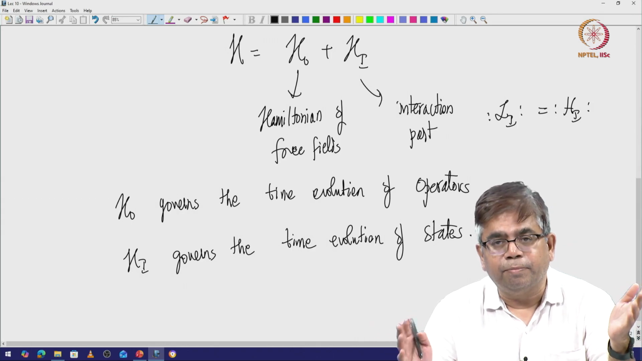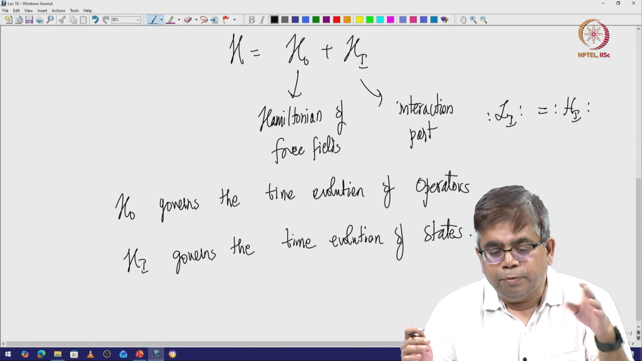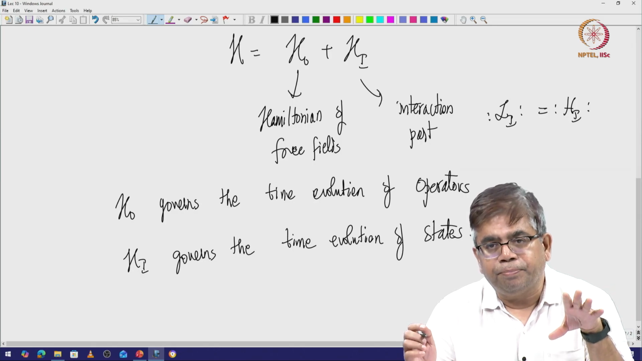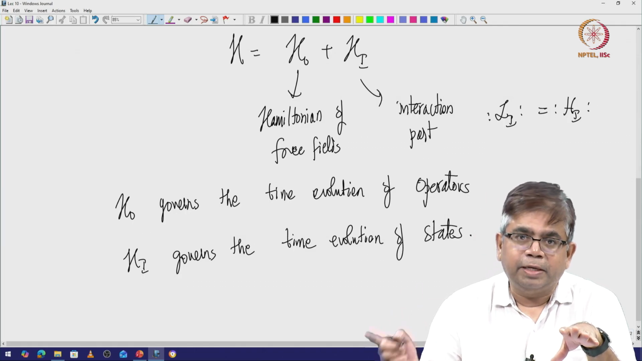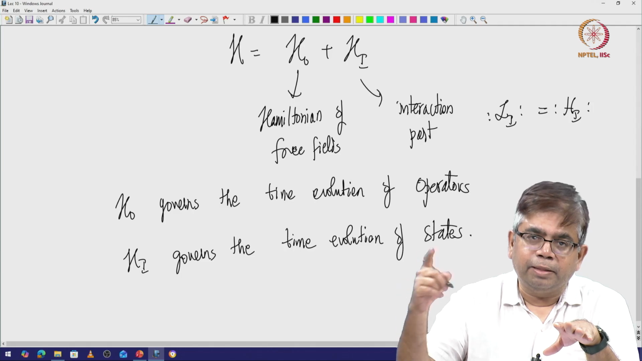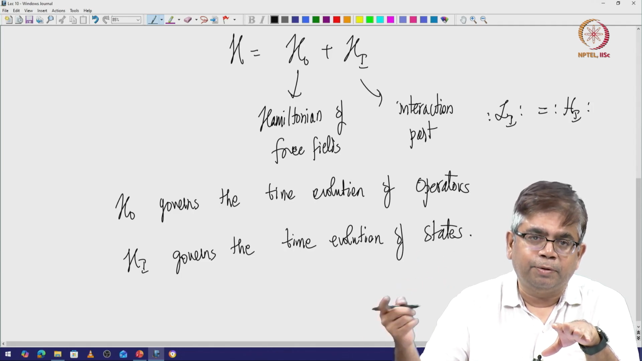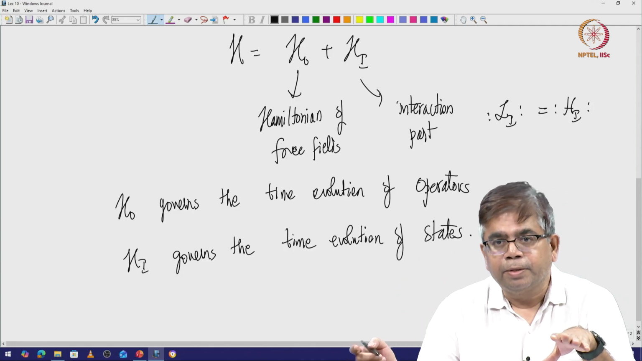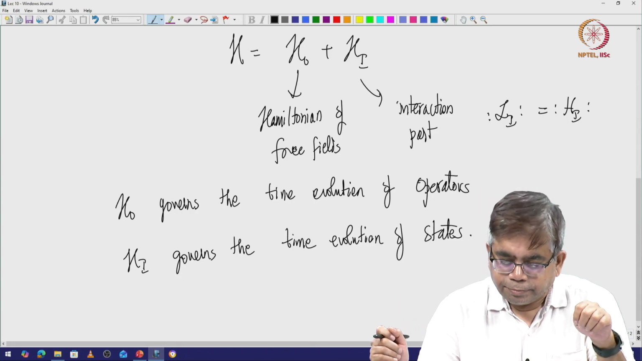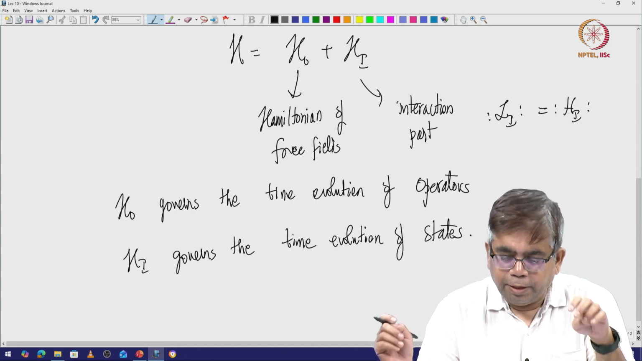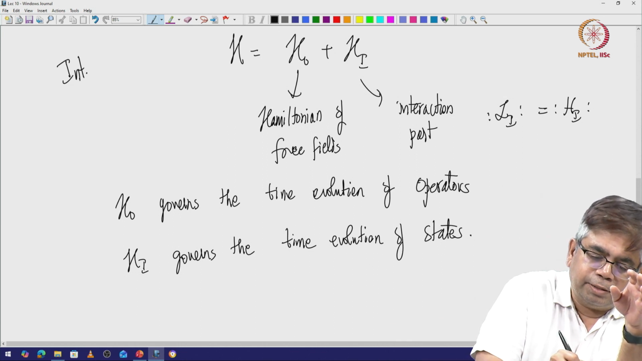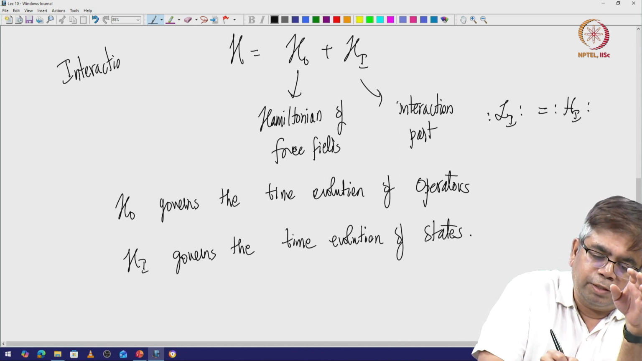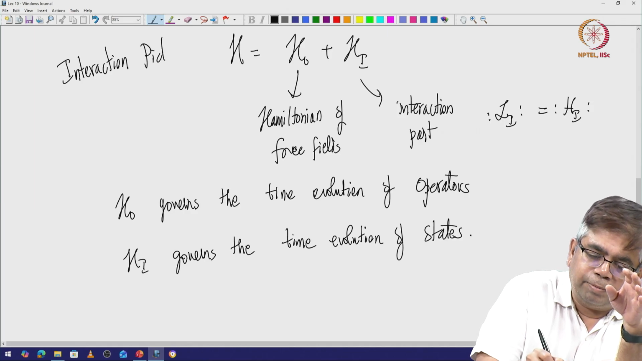Schrodinger picture. The basic idea is that you want to keep the operators in the Heisenberg picture, but with the free Hamiltonian, whereas the states evolve in the Schrodinger picture with the interaction Hamiltonian. That's the basic idea. So this entire thing is called the interaction picture, which is a mixture of both the Schrodinger picture and the Heisenberg picture.